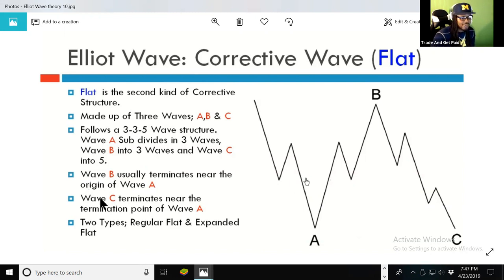All right. Wave C terminates near the point of wave A, meaning the end of wave C is going to end just around the beginning point of this area here. I'm sorry, the terminating point of wave A, because this is the end of wave A, the beginning of wave B, the end of wave B, the beginning of wave C. So price will come down here and terminate right around the beginning of this point. And this is just counting out the waves, right? 1, 2, 3 down, 1, 2, 3 up, 1, 2, 3, 4, 5 back down.